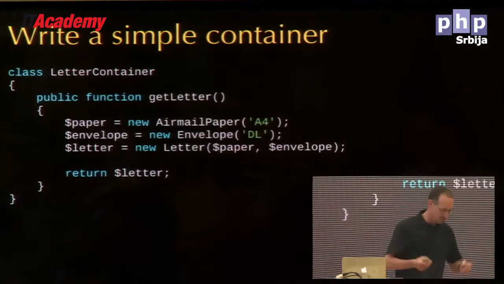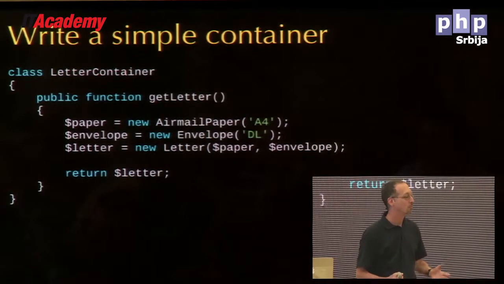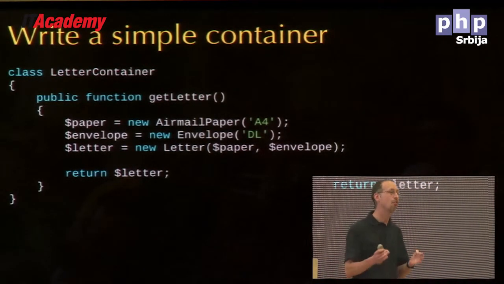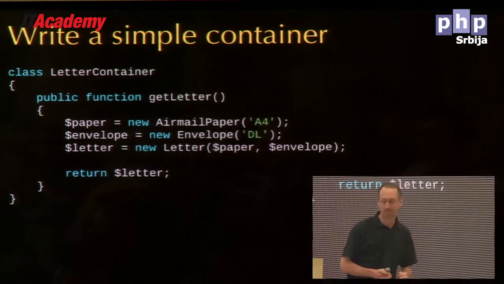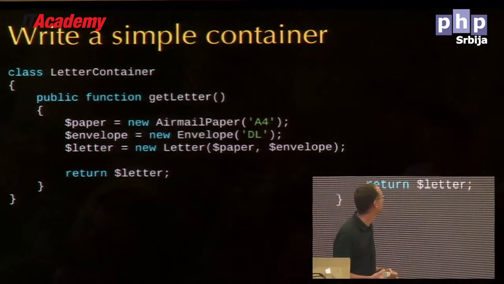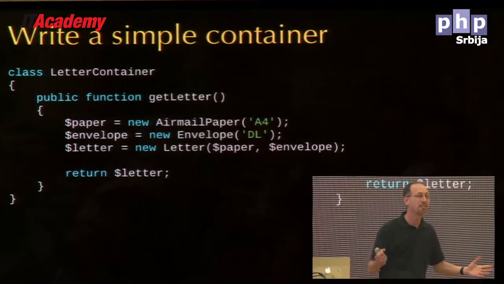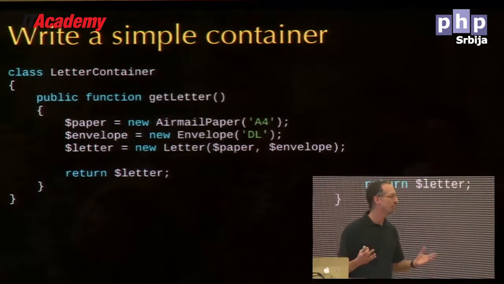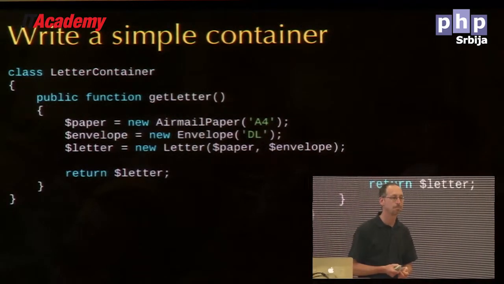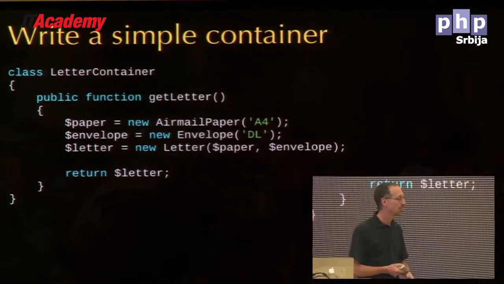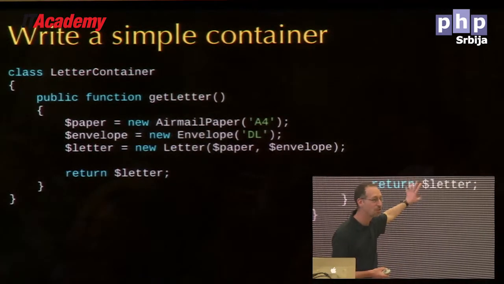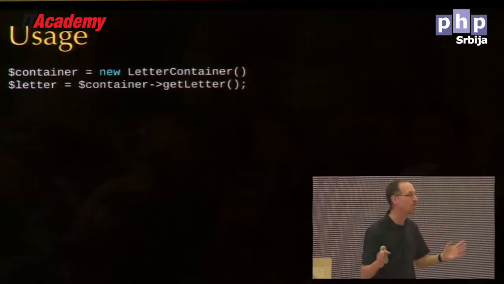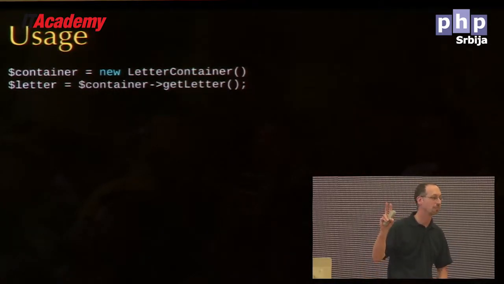So, dependency injection container, how would you write one? What do they look like? They look something like this. Again, this is not complicated code. We simply write a class that has a method called getLetter, say, which does the instantiation work and returns our configured letter. Anyone can write this code. You can get your junior developer to write this code. It's really not difficult. And you end up with usage that is simply 2 lines long.